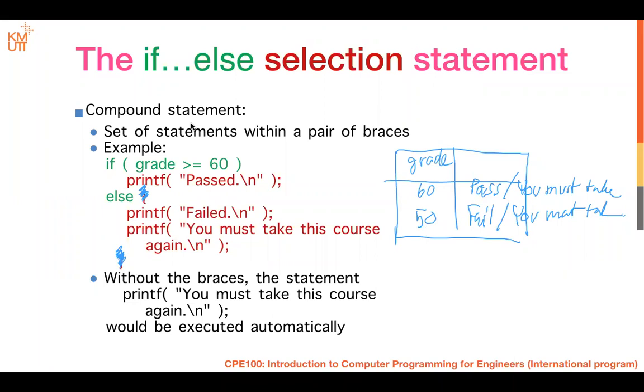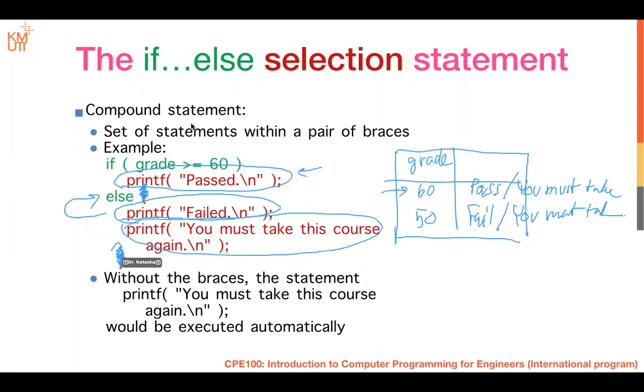Because for the if else statement, only a single statement will be executed. If you don't have braces here, only this statement will be executed according to the else statement here. That's why when the grade is 60, this sentence will be printed out no matter whether the grade is greater than or equal to 60 or not, if you don't have these braces. You have to be careful about this.